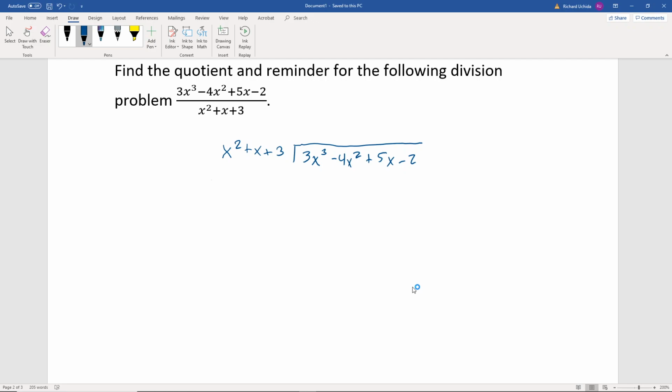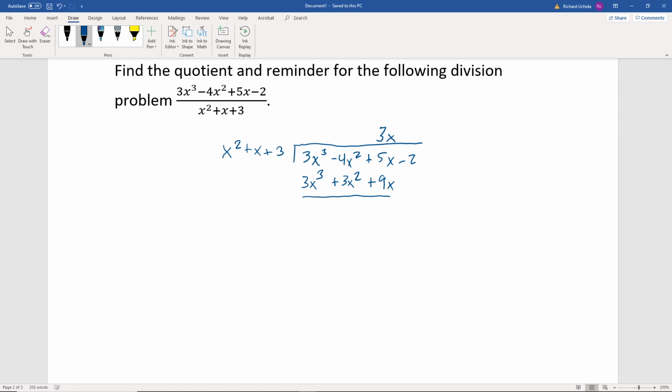Okay, so the next step is dividing the leading term of the dividend, the 3x cubed, by the leading term of the divisor, the x squared. So 3x cubed divided by x squared, that would be 3x. So let me put that up here. And then we take that 3x, multiply it by the divisor. So 3x times x squared would be 3x cubed. 3x times x would be plus 3x squared. 3x times 3, that would be plus 9x.